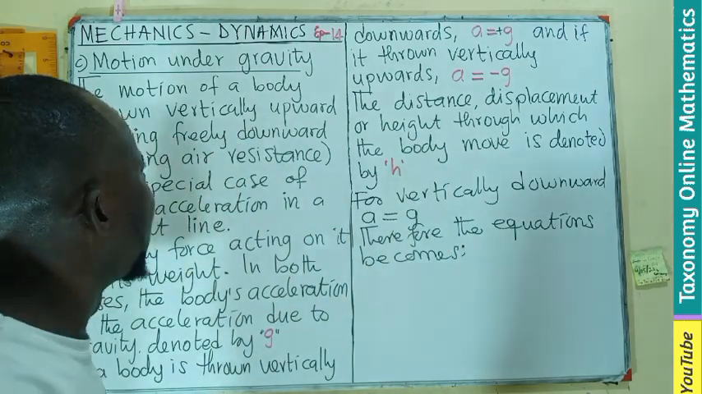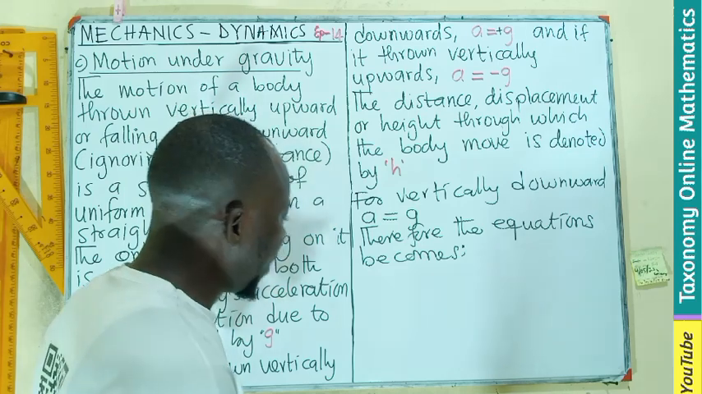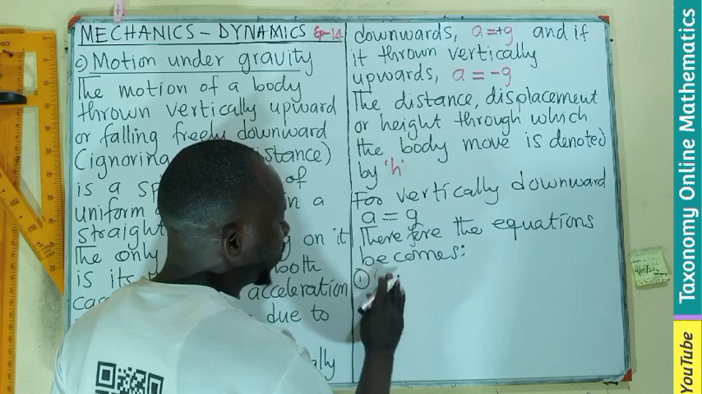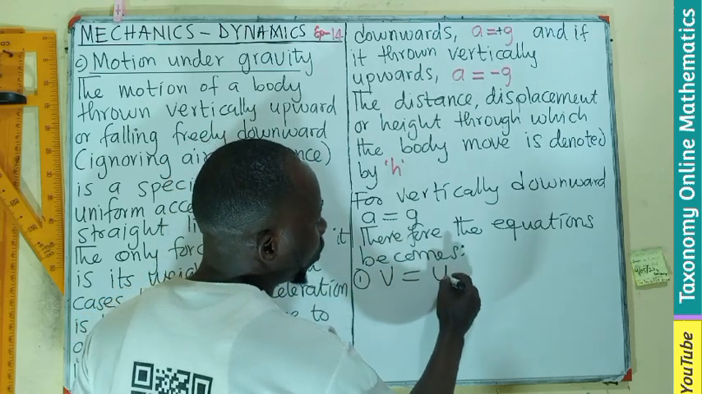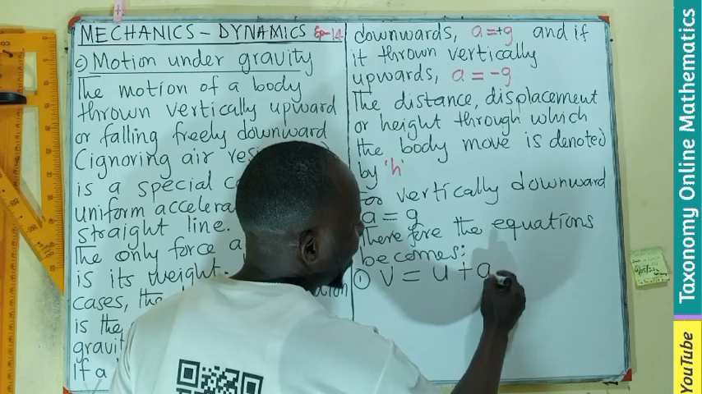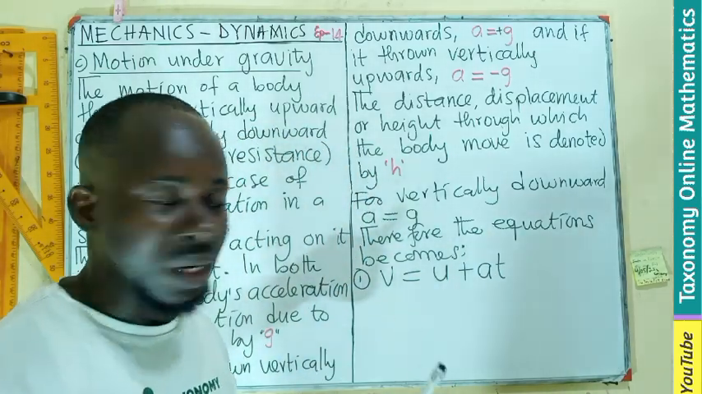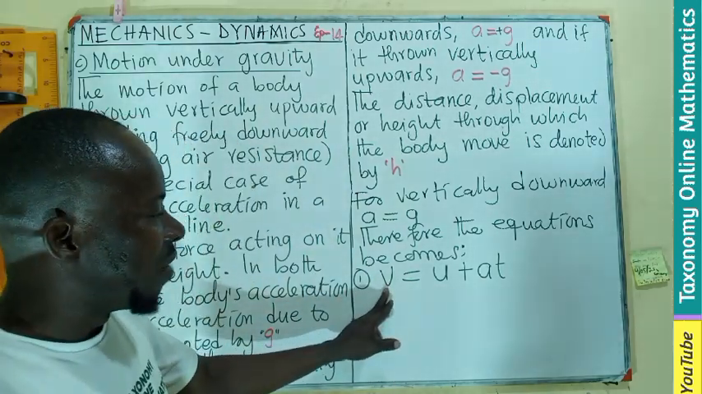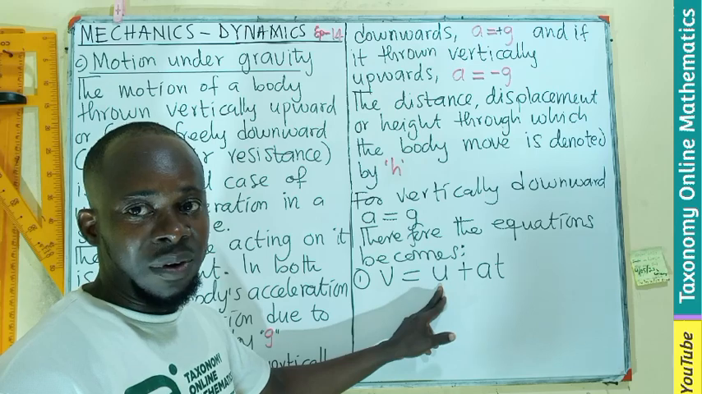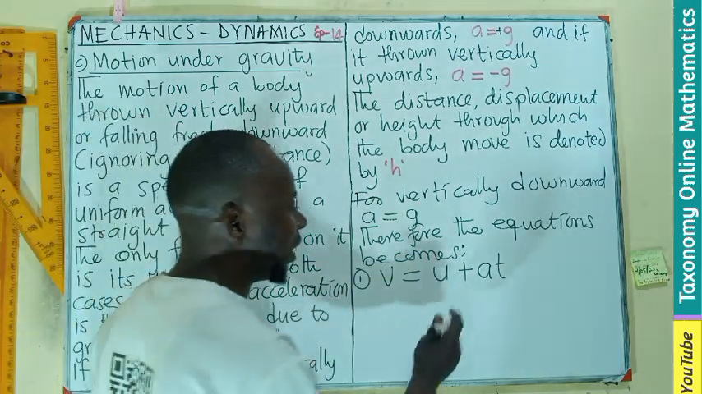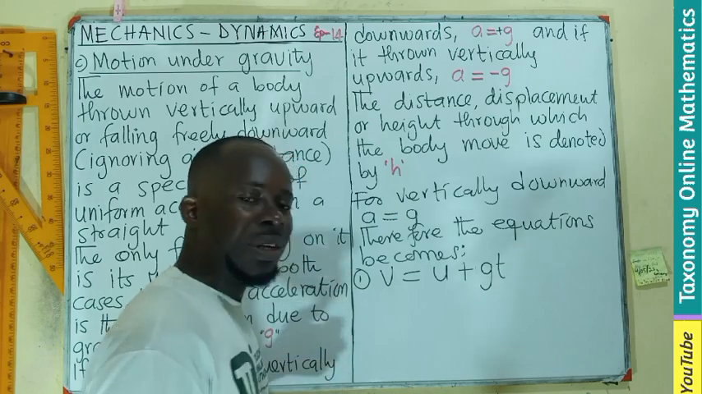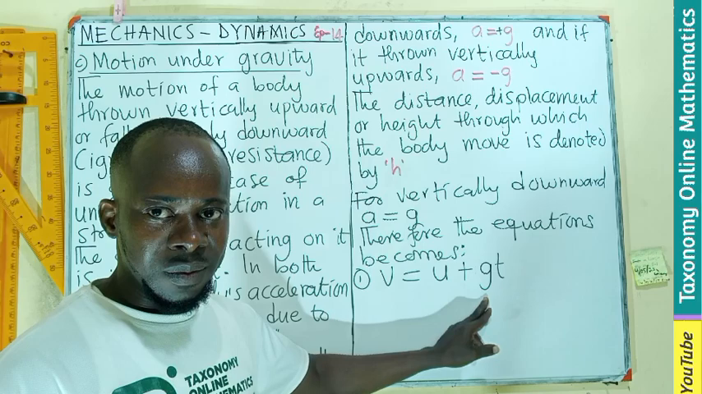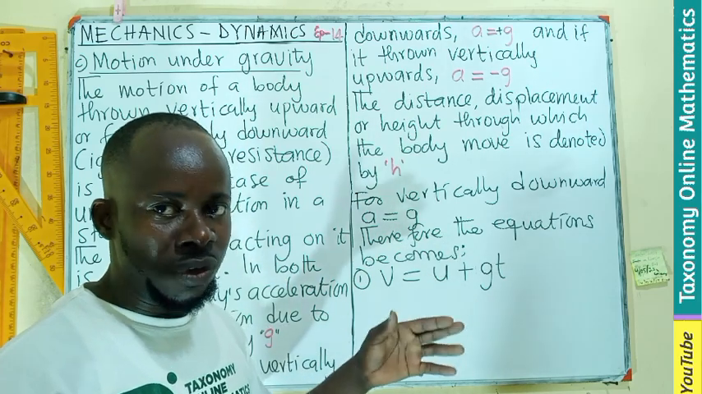Therefore, the equations of motion that we already know: the first is v equals u plus at. This is the first equation of motion. Here v is the final velocity, u is the initial velocity, and the acceleration we are saying is going to be g. Therefore, this becomes gt. Instead of a as acceleration, it becomes g, in terms of taking the acceleration into consideration.